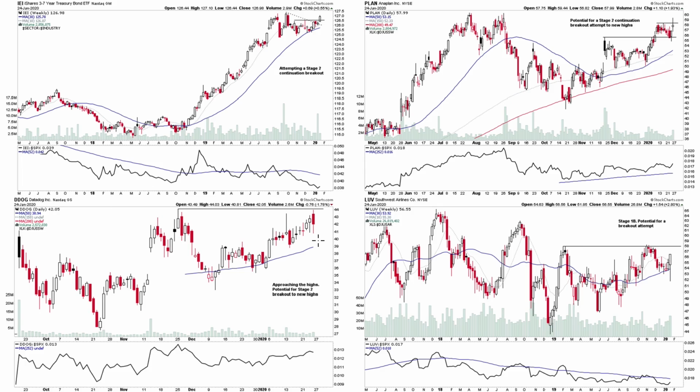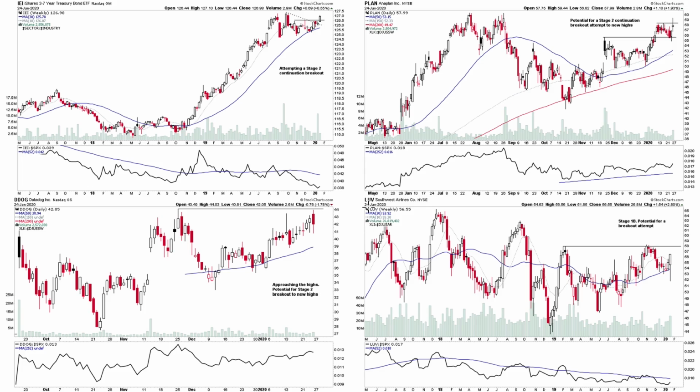Next we've got DDOG, which is approaching the highs. It had a strong down week here, but it's still obviously building its primary base, so it's got potential to make a stage 2 breakout to new highs.